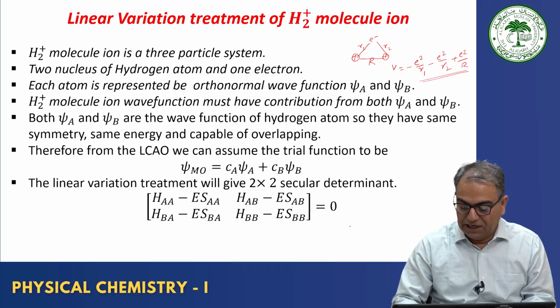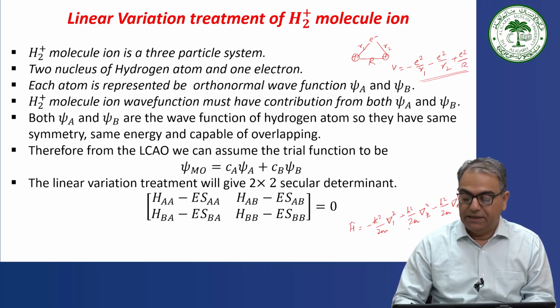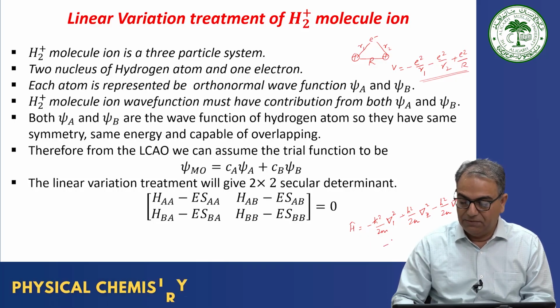If you start writing the Hamiltonian, what do you need to write? You need to write minus h cross square divided by 2m del 1 square, minus h cross square divided by 2m del 2 square, and then minus h cross square divided by 2m del e square, as you have a 3-particle system. So this is your kinetic energy term, and then plus the potential energy term, minus e square by R1 minus e square by R2 plus e square by R.